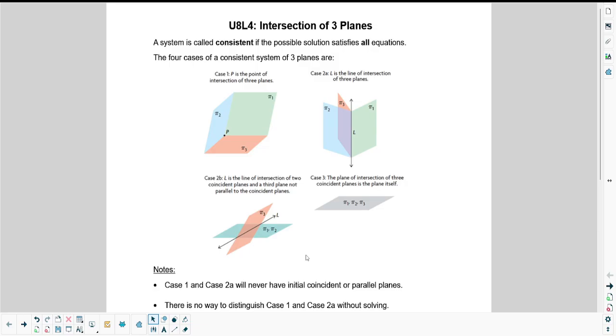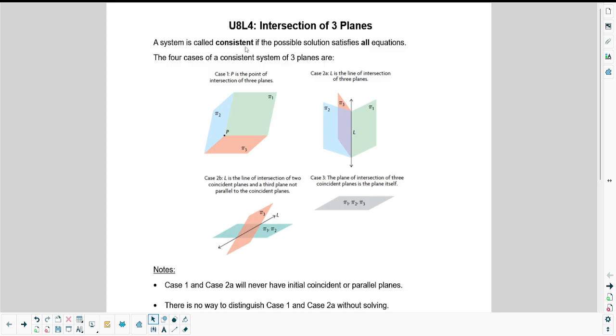And then today we're going to do three planes, which is really good because planes have three variables and now we have three equations for three planes, so hopefully we'll get one solution, or a unique solution. Before we get into that, let's talk about what a consistent solution is, or a consistent system is.